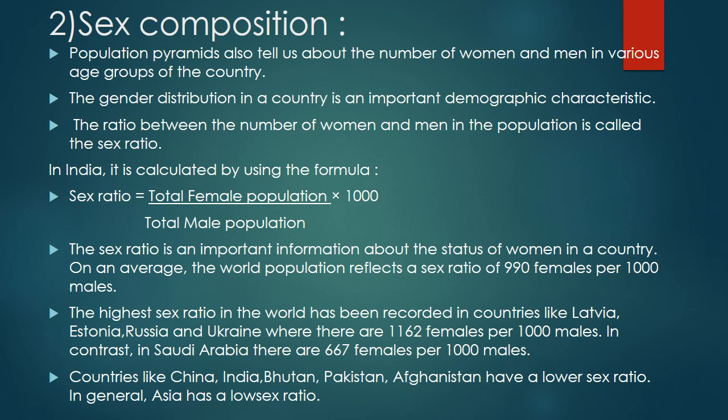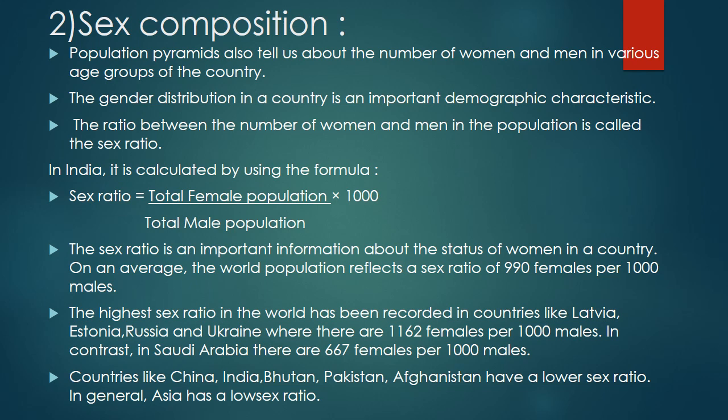The sex ratio is important information about the status of women in a country. On average, the world population reflects a sex ratio of 990 females per 1000 males. So it is very important to understand the status of women. The highest sex ratio in the world has been recorded in countries like Latvia, Estonia, Russia, Ukraine, where there are 1,162 females per 1000 males. In contrast, in Saudi Arabia, there are 667 females per 1000 males. So in some countries, like Russia and Ukraine, the females are more, and in some countries like Saudi Arabia, the females are fewer as compared to the males.